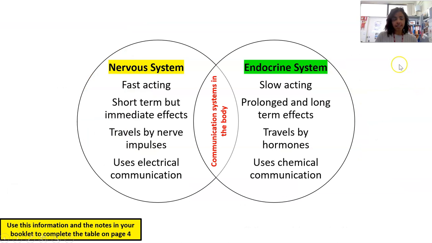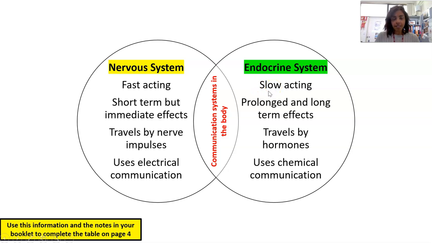If we look at this Venn diagram here, we can see that what they have in common in the overlapping region between the two circles here are that they are both communication systems. That means that they send messages around the body and they carry out effects. But what you can see is that the way that they carry out these effects are very different. We know that the nervous system is very fast acting, whereas the endocrine system acts very slowly.